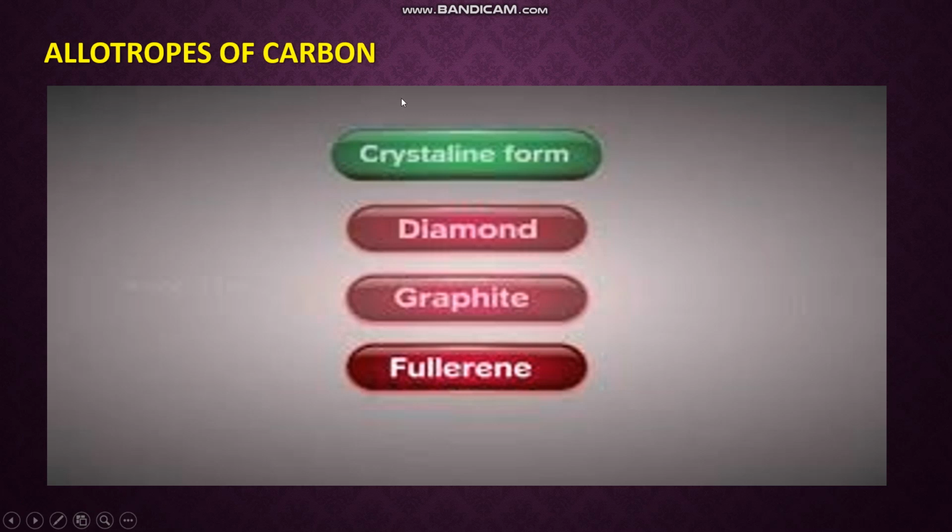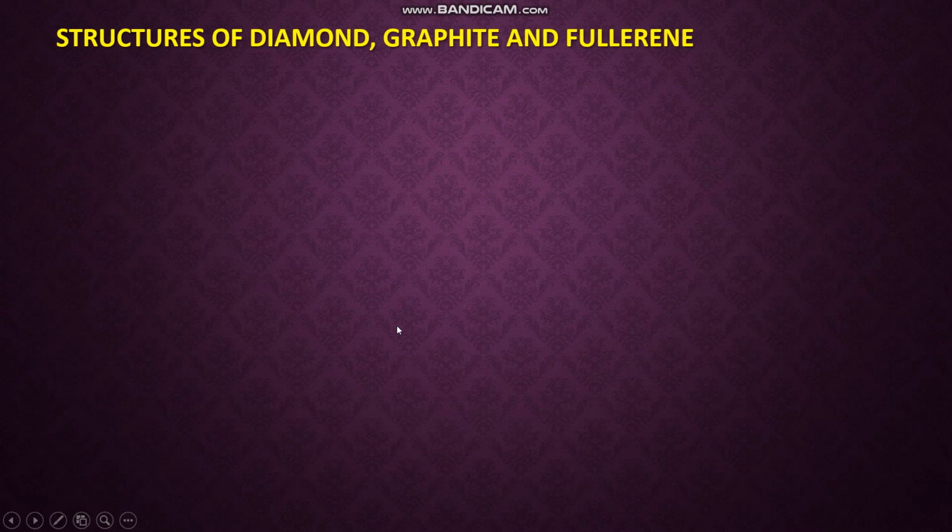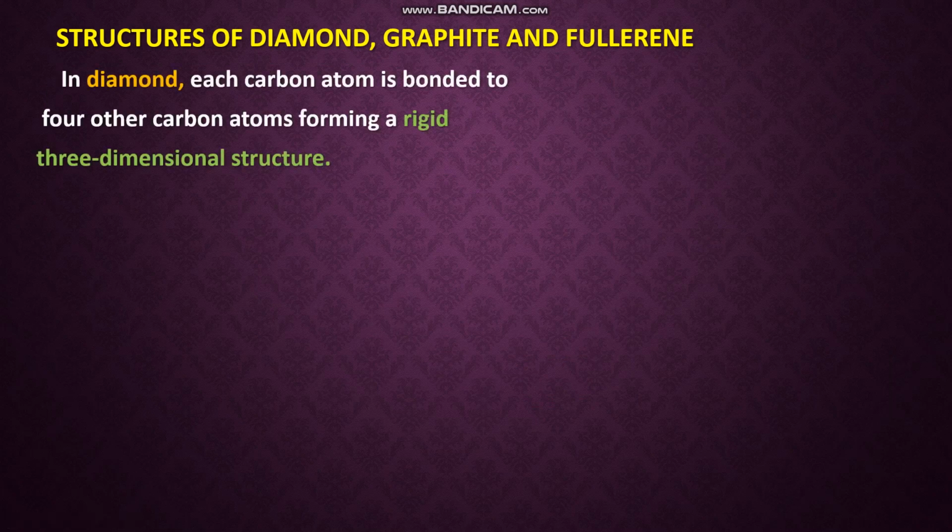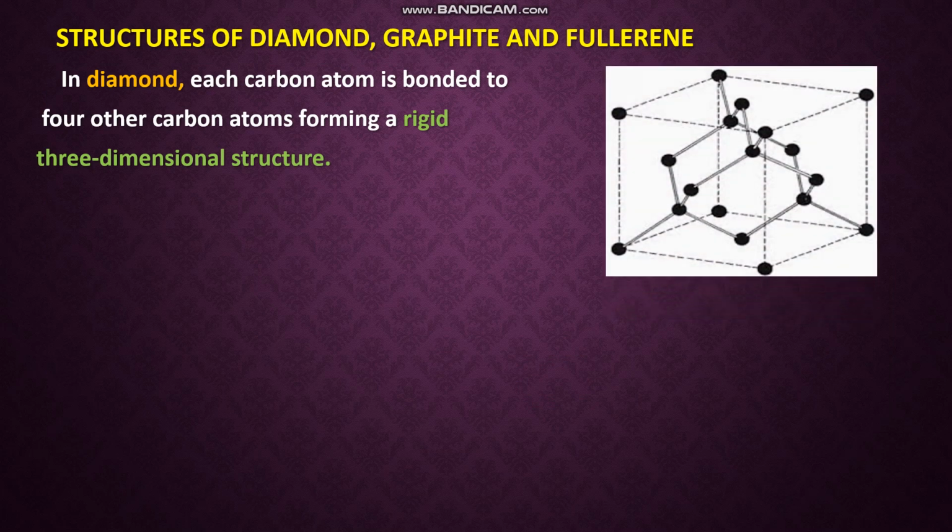Now, which are the crystalline forms of carbon? Diamond, graphite and fullerene. So, let us see their structures. Structure of diamond. In diamond, each carbon atom is bonded to 4 other carbon atoms forming a rigid 3-dimensional structure. You can see here one carbon is bonded to 4 other carbon atoms. And due to this, the hardest substance present in nature is diamond.